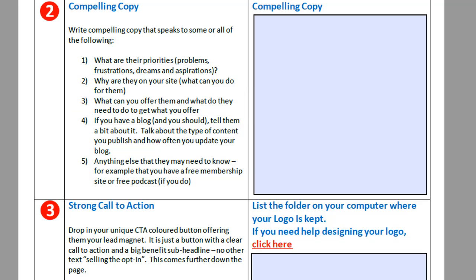And of course, if you've got a blog, and you should have a blog, and of course we've built one into the site for you, tell them a little bit about that blog. Talk about the type of content that you're going to put on that blog. And also very important, tell them how often you're going to update the content.